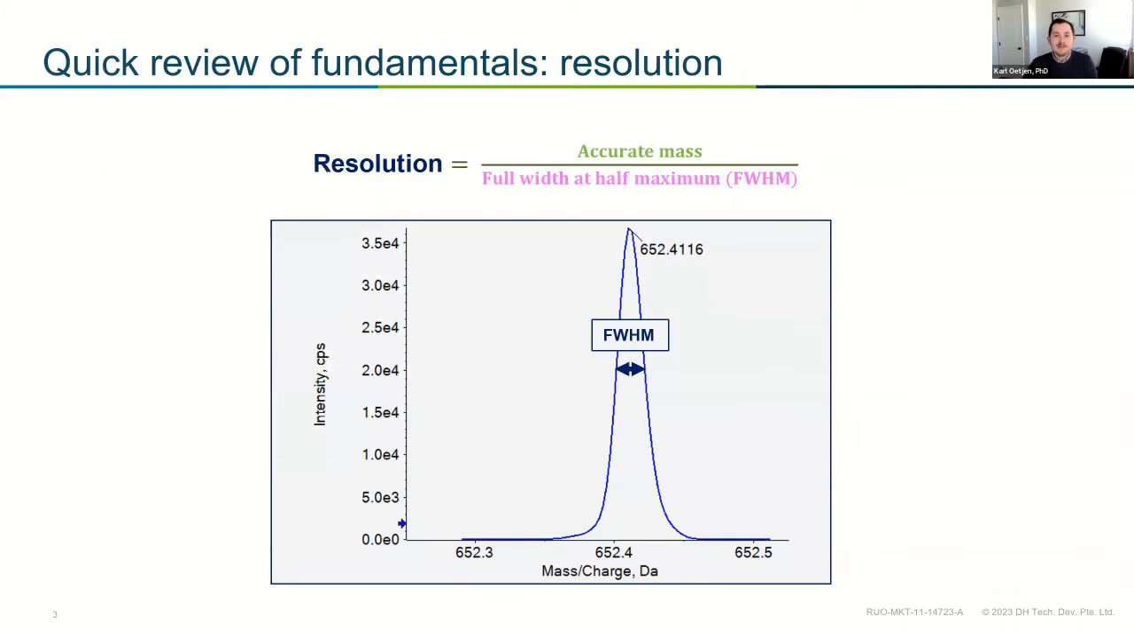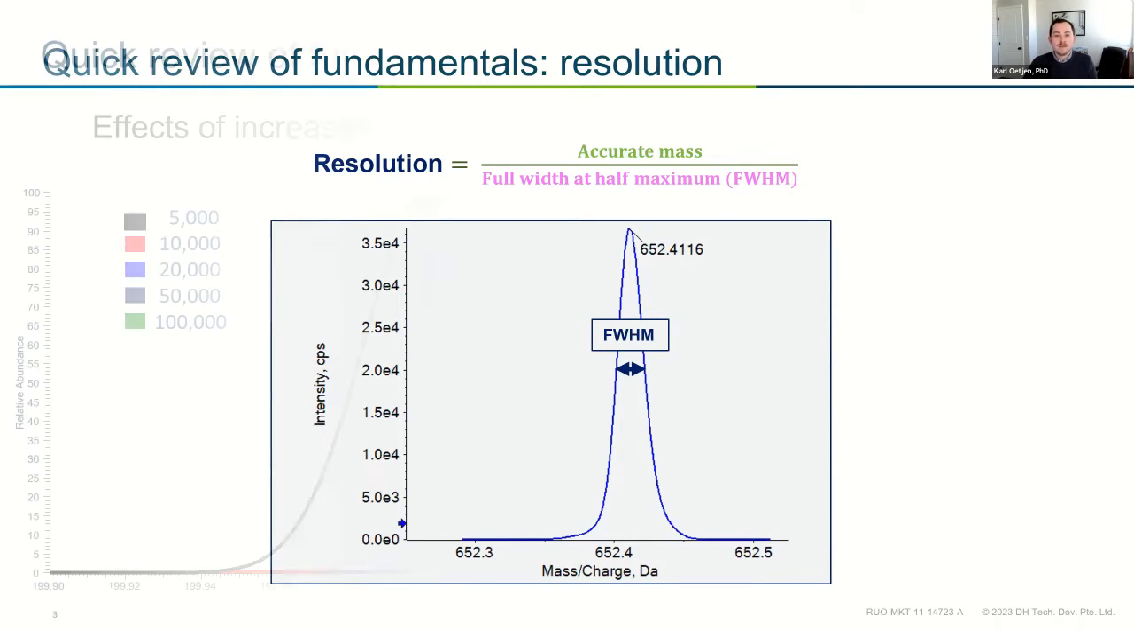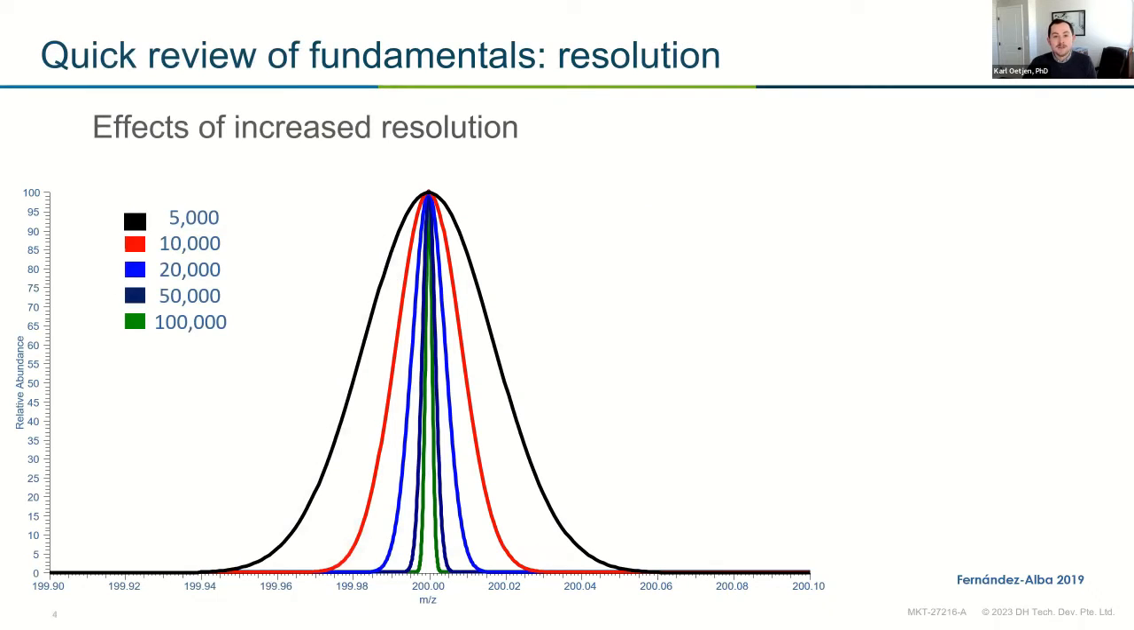The next thing I have to speak to is resolution, right? We're talking about accurate mass. We're talking about high resolution mass spectrometers. So resolution, again, is a pretty easy formula. All that really is going to be is the accurate mass divided by the full width at half maximum. So this is really just a measurement, I like to think of it at least, of how wide your peaks are. If we think about this, as your resolution increases, your peak width would decrease.